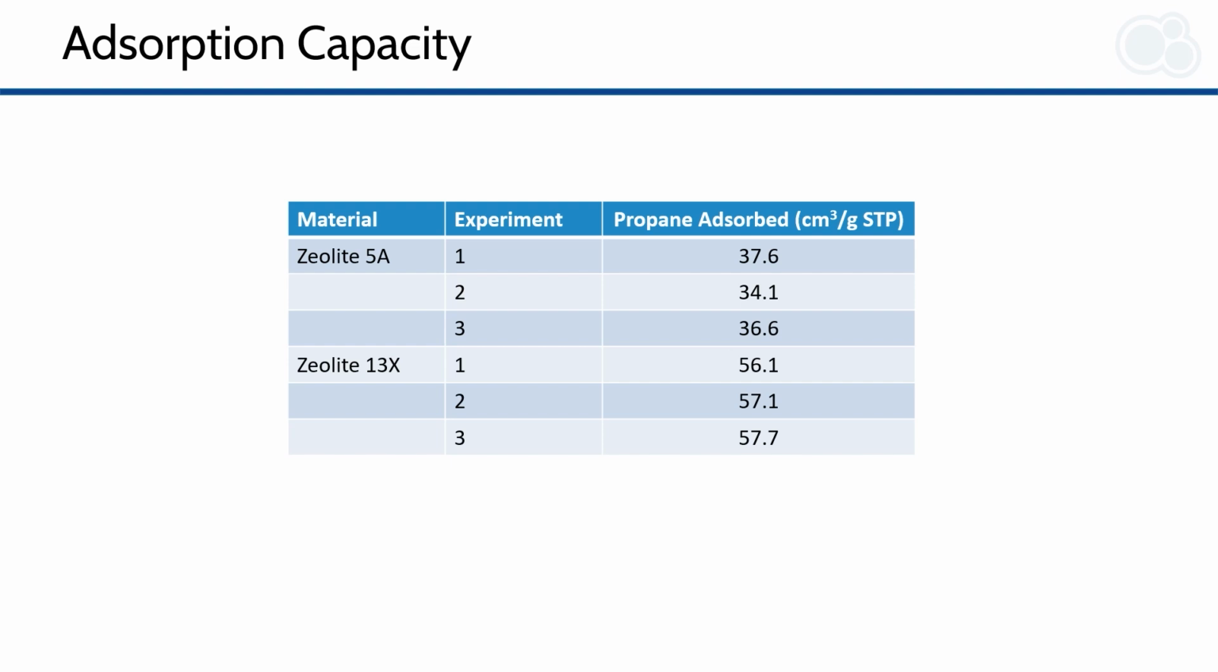So plotted here are the adsorption capacities for these 6 experiments, 3 for our zeolite 5A and 3 for our zeolite 13X. So our 5A adsorbed somewhere in the realm of 34 to 37 cubic centimeters per gram STP of propane, and our zeolite 13X adsorbed roughly 56 to 57 cubic centimeters per gram STP of our propane.